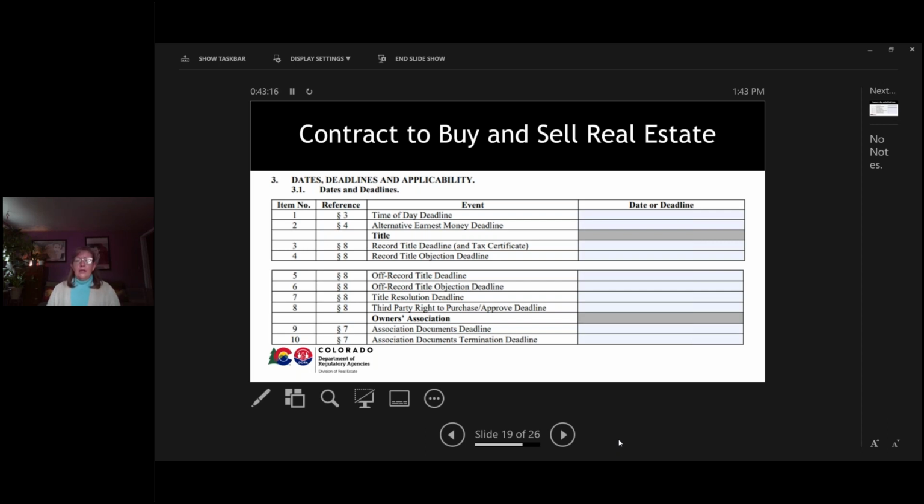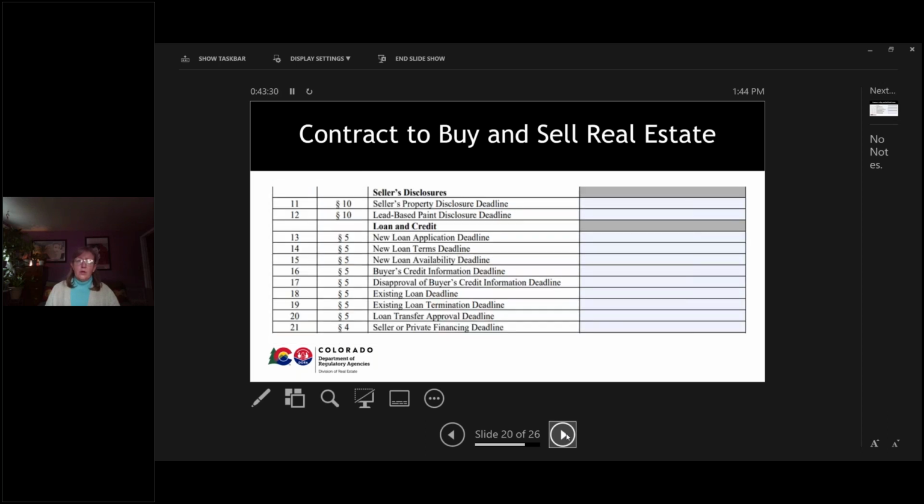So the contract has a dates and deadlines grid. This is an easy reference for you to be able to look at the contract and say, okay, my title resolution deadline is X date. And when you look at this grid, there's reference numbers. So if you have a question about, well, what is my new loan terms deadline? What does that pertain to? Then you can look at section 5 of the contract, that specific paragraph, and that gives you the explanation of basically what those terms are.